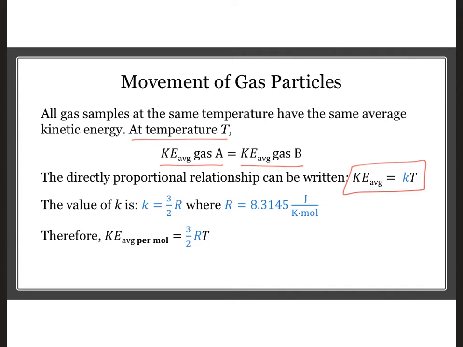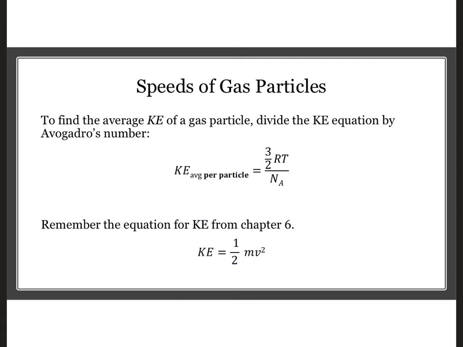This constant has been experimentally determined to be equal to 3/2 R, the ideal gas constant, in its energy form, where it's equal to 8.314 joules per mole Kelvin. Dropping this definition of K into the average kinetic energy of a mole of gas particles equation gives us KE equals 3/2 RT. What if we wanted to find the kinetic energy of a single gas particle rather than of a mole of gas particles? To do that, we'd take our kinetic energy equation and divide it by 1 mole of particles.